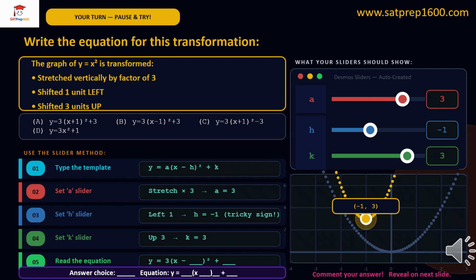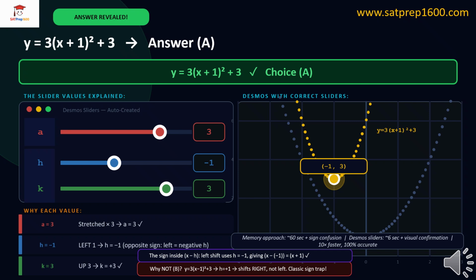Drop your answer in the comments. The reveal's on the next slide. Did you get it? The answer is A. y equals 3 times (x plus 1) squared plus 3. Let's see why. a equals 3 because the graph was stretched by 3. k equals plus 3 because it shifted up 3.